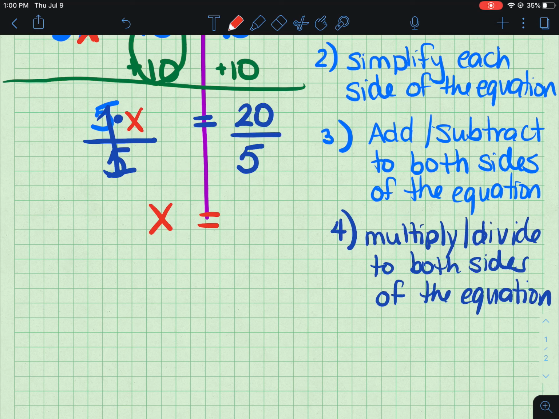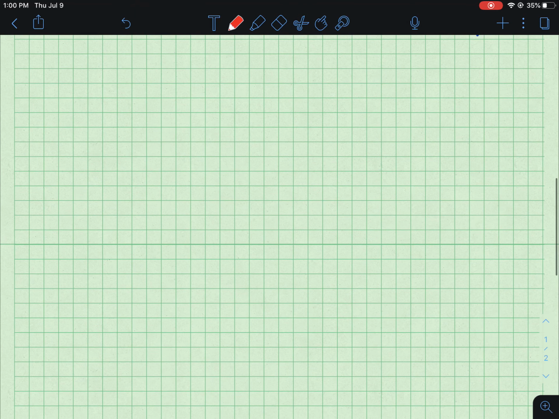And then again, get out your calculator. 20 divided by 5. If you're not sure, you don't know your times tables, I'm not going to say anything. I remember most of mine, but every once in a while I'm tired and I need my calculator. 20 divided by 5 is 4. And so that's our final answer. X is by itself. And on the other side, we have what x equals. Okay?